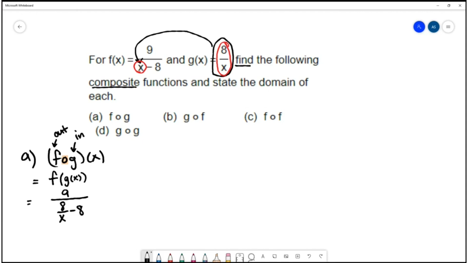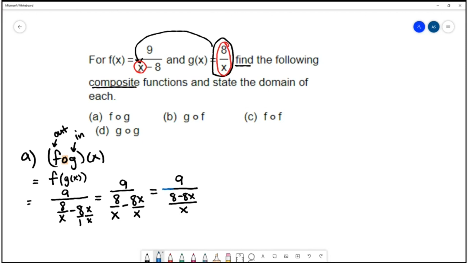And this is a complex fraction, a fraction inside of a fraction. And there are a few different ways you can go about simplifying this. One way would be to get a common denominator in the bottom here. It would be 9 over 8 over x minus 8x over x. So what I did is I multiplied by x over x to get that common denominator. This gives 9 over 8 minus 8x over x.